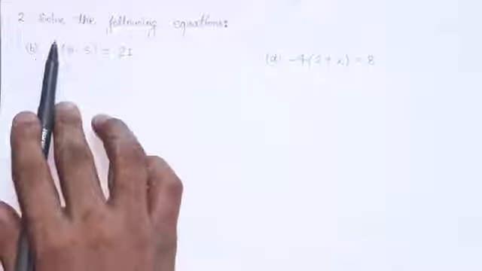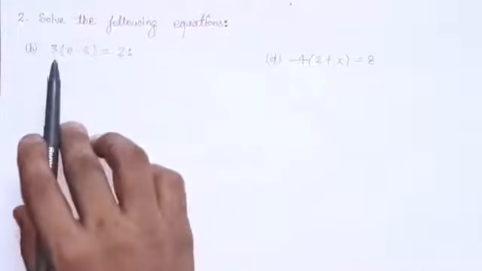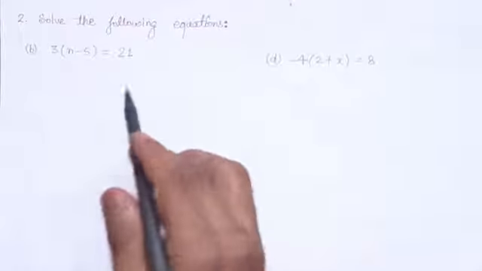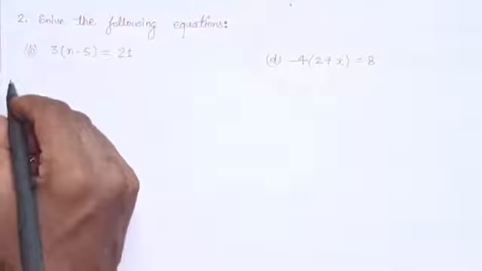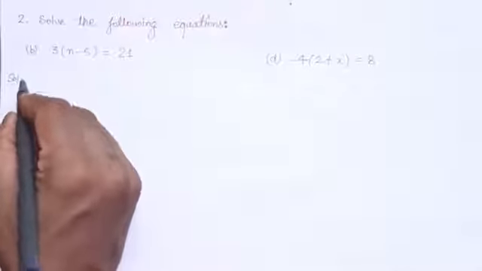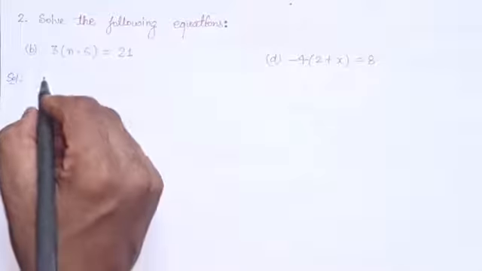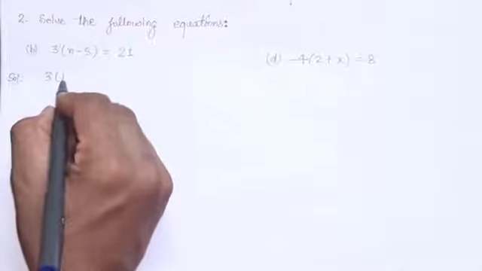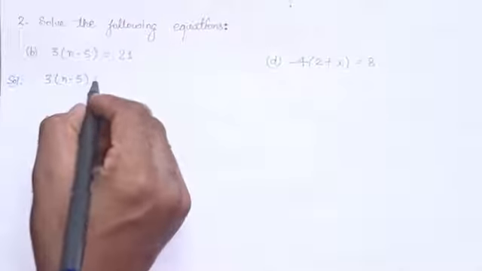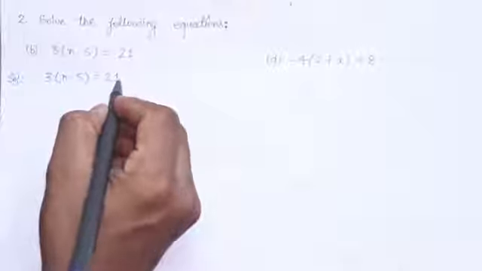The next question we have: solve the following equation, and we have the following parts. So let us solve each part one by one. Solution. So here you can see that we have given 3n minus 5 equals 21, where n is the variable, and we have to separate the variable n.